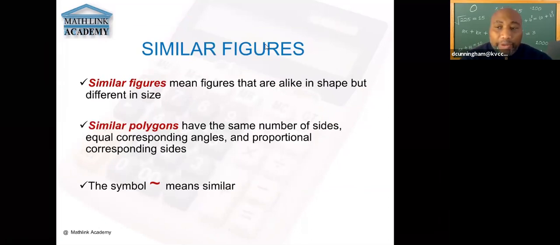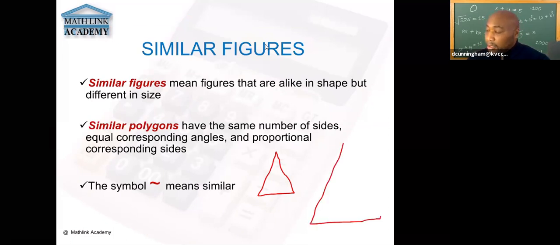Now, similar figures, let's talk about that. Similar figures means, and this is important, that they are alike in shape, but different in their size. So they're alike in shape, but different in their size. So give me an example. So here's a triangle, and then a similar figure that looks like this. The shapes are alike, but the sizes are different. So that's what we mean by similar. Let's keep that in mind.